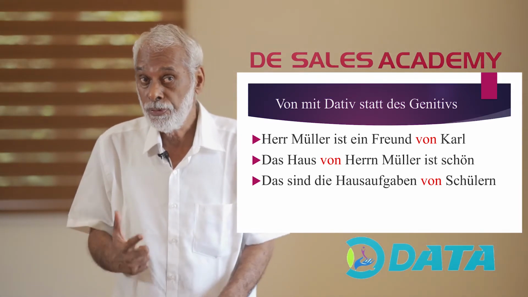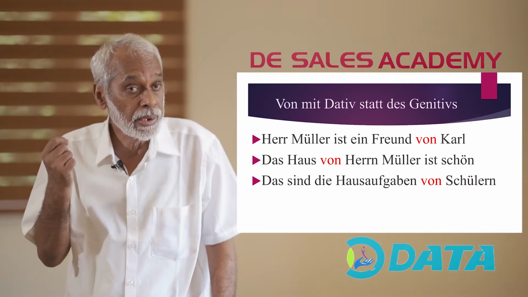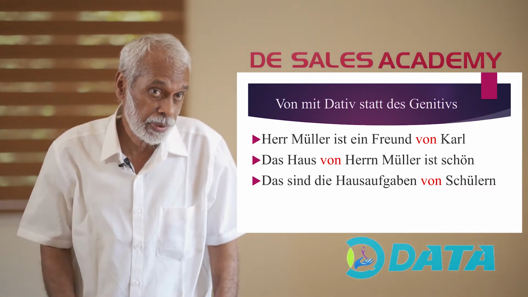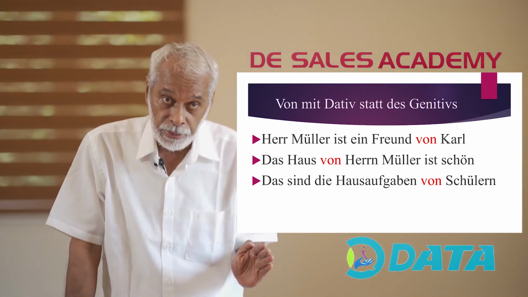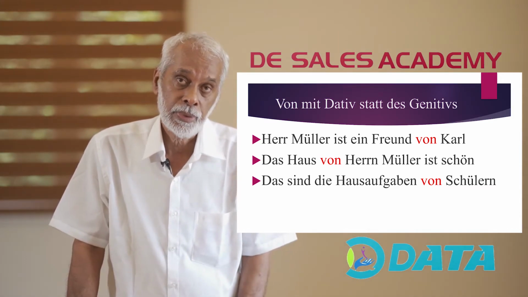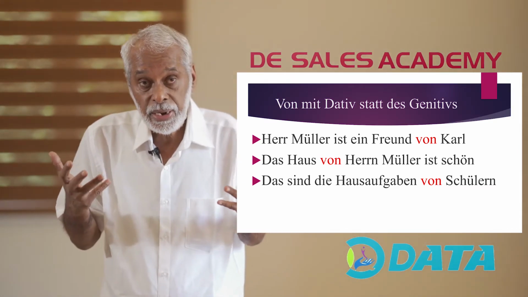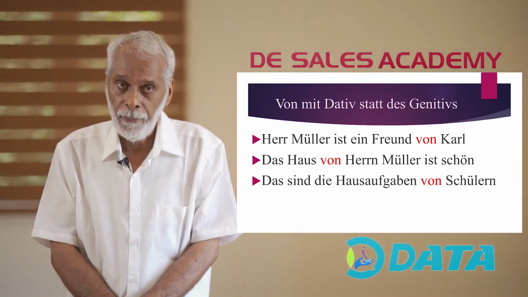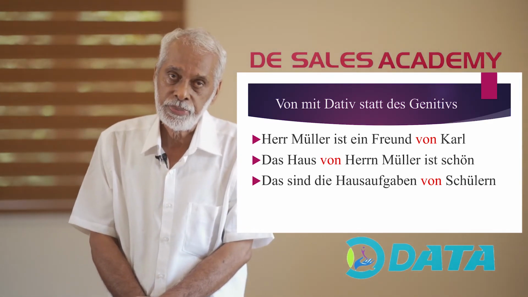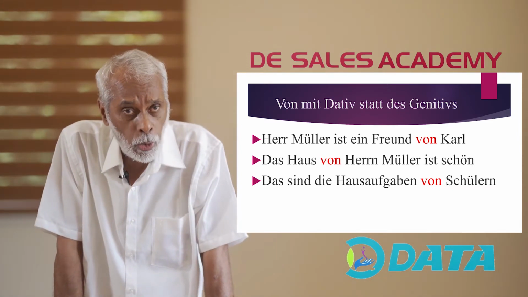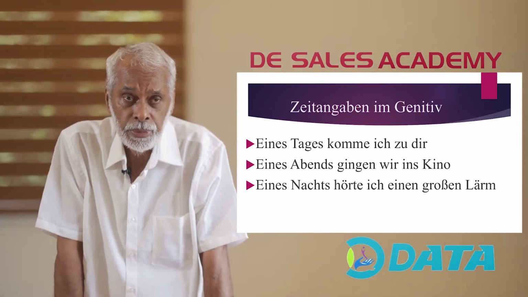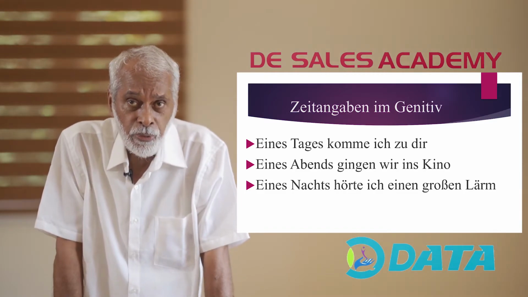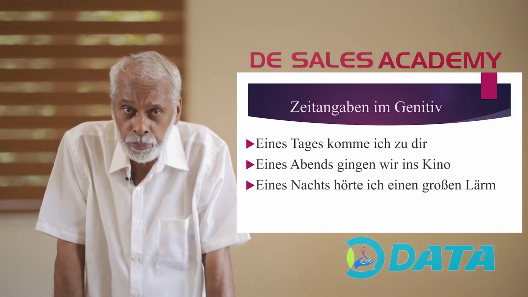Now, if you remember, we have talked about the Zeit and Gaben in the accusative case. Here in genitive also we have the same thing. When there are Zeit and Gaben in genitive, some strange things are happening. Look at the examples. Eines Tages komme ich zu dir. In English it is one day I will come to you.